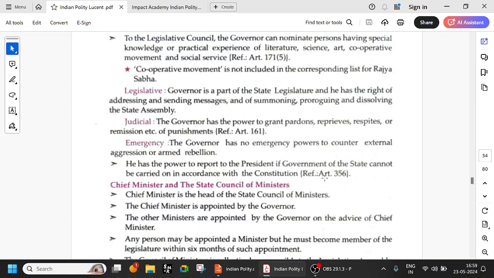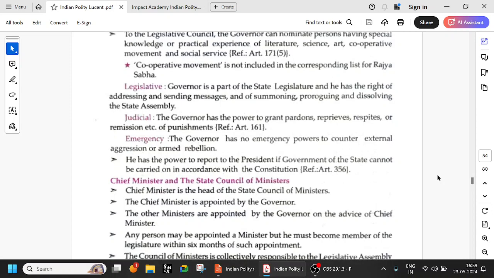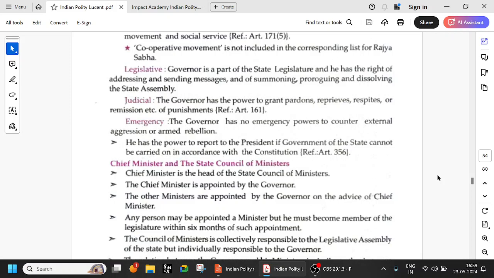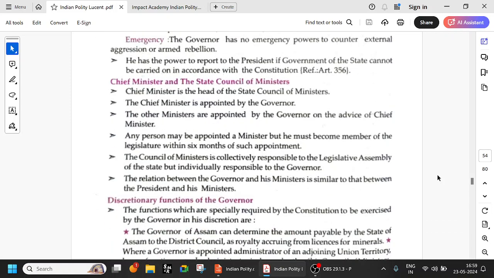So several times in the past, president's rule has been frequently imposed. Even in Andhra Pradesh, it has been imposed many times. And even while framing the constitution, Dr. B.R. Ambedkar also opined that president's rule is an extraordinary measure and should not be resorted to just like that. Okay, but in reality, president's rule has been imposed several times. So that is about the governor.